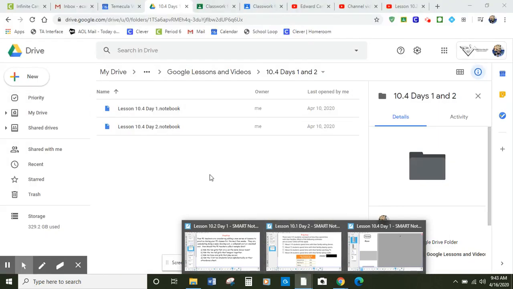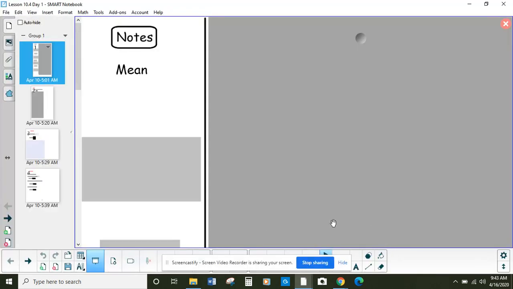All right, so we're going to go ahead and get started with our next lesson, lesson 10 for day one. And we're talking about measures of central tendency today.